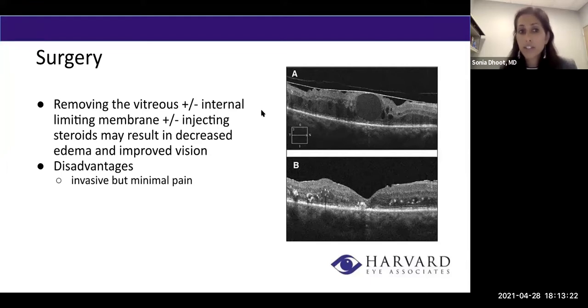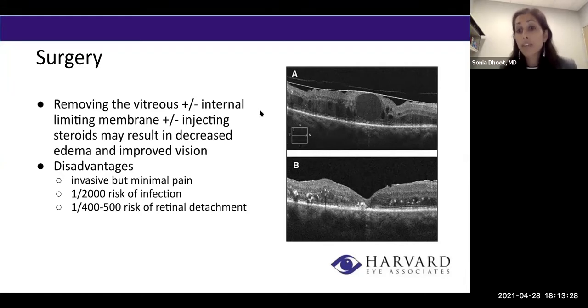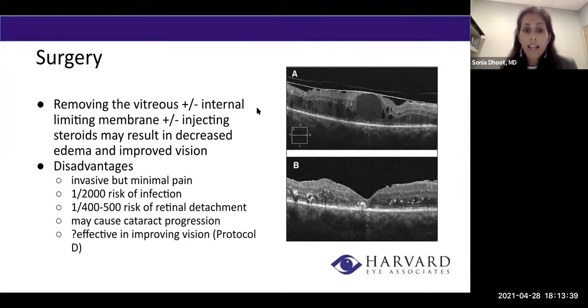Disadvantages is, of course, it's surgery, so it's more invasive. There's a risk of infection with surgery as well. And there's a risk of a retinal detachment as well anytime we go in to do surgery. So obviously we like to leave surgery as a last resort. Surgery will also cause cataracts to progress. And then there's always, well, does this actually improve vision? If there's been significant ischemia, for example, we got rid of this huge cyst, but does it actually improve vision? And that's something that's still kind of controversial.